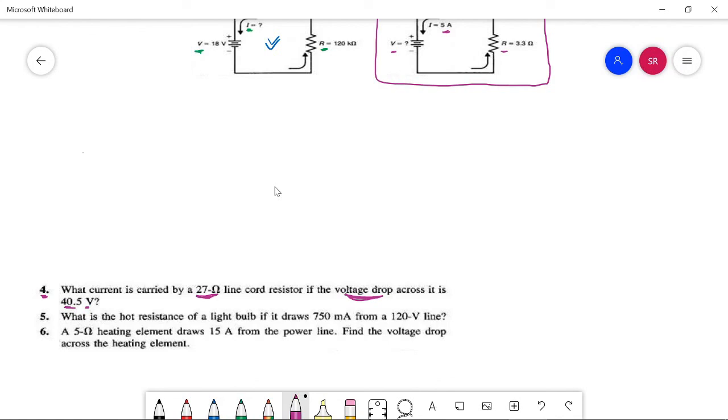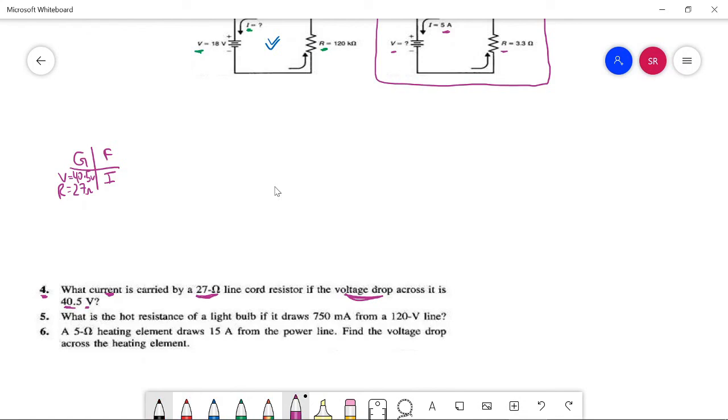Let's set this up. So G, F, alright, what's my given? 40.5 volts, that's the voltage of course. 40.5 V. And I have my ohm symbol here, that's my resistance obviously. 27 ohm. What am I looking for? What do I have to find? Bang, the current, the letter I.